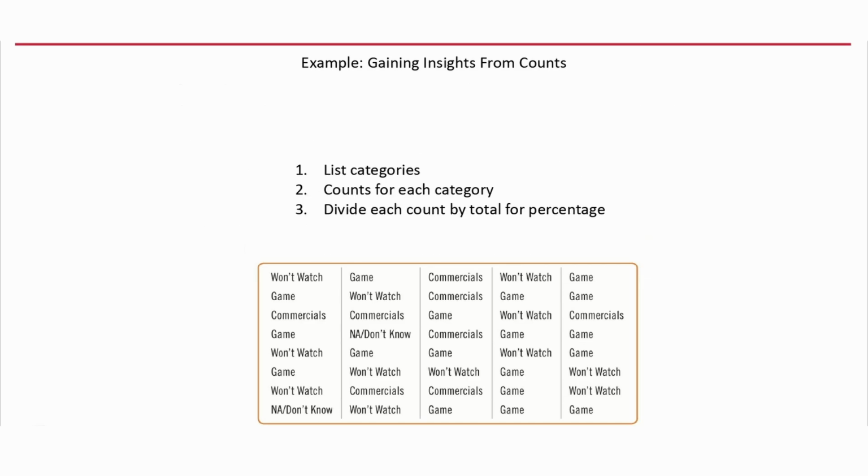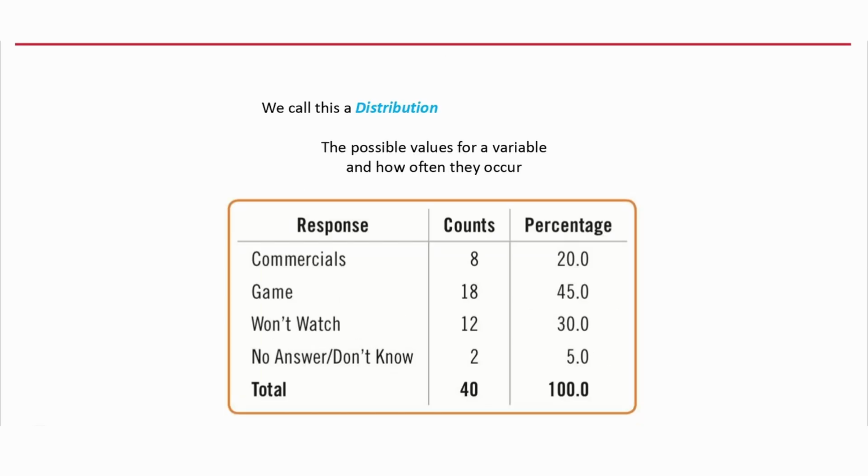Instead, making a frequency table where we would list all the different answers, count up each answer, and then find the percents for each would allow us to answer this question immediately. So here's what that frequency table would look like. This is the distribution of the responses. And now it's very easy to see that most people were going to watch for the game. That's 18 out of the 40, or 45%. The second most said they aren't going to watch, and 8 of them said they're just watching for the commercials.